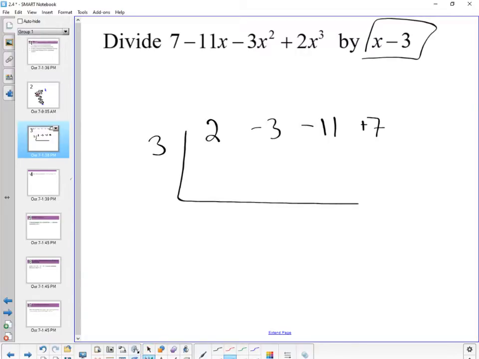So I'm going to start by adding. I've got 2. 3 times 2 is going to give me 6. I'm going to add those. I get 3. 3 times 3 is going to give me 9. I'm going to add those. I've got -2. I'm going to multiply, and then I'm going to add those. And here is the quotient.